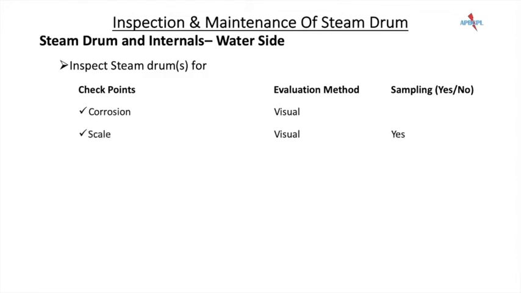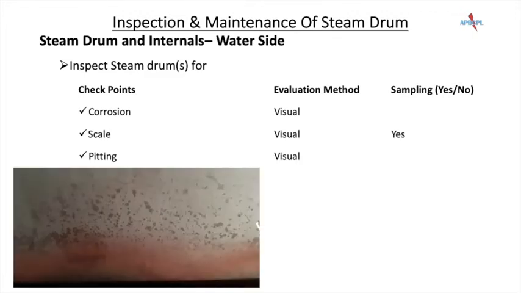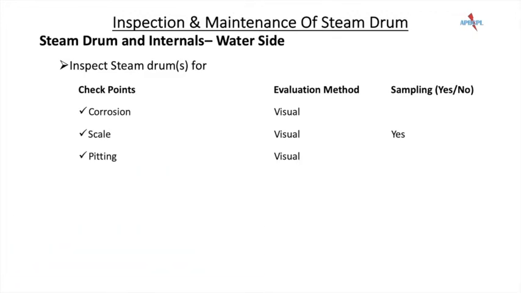Check for the presence of scale or debris visually. If found, collect samples of it and analyze. Consult an expert opinion. Check for signs of pitting on drum plates. Pitting is generally caused by dissolved oxygen. Consult with the water treatment chemical supplier if any pitting is observed.